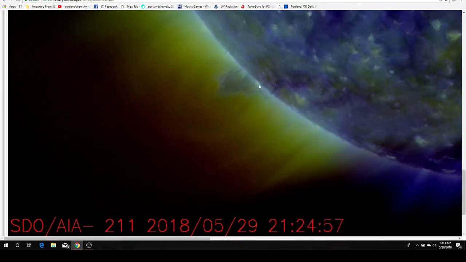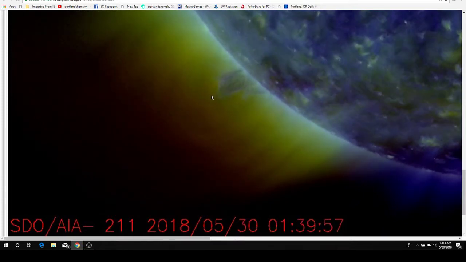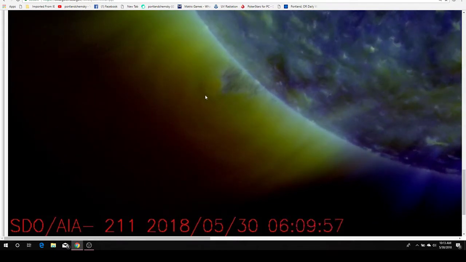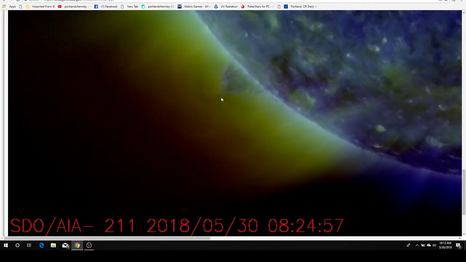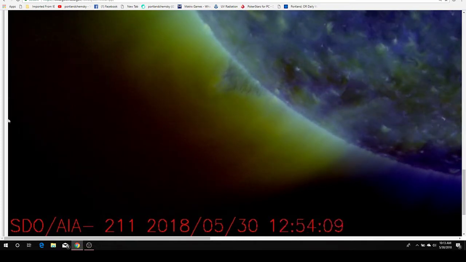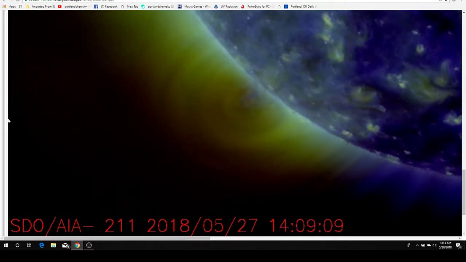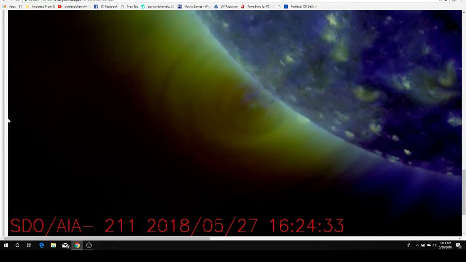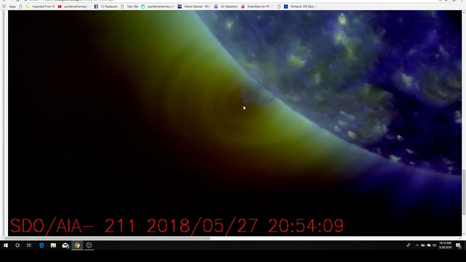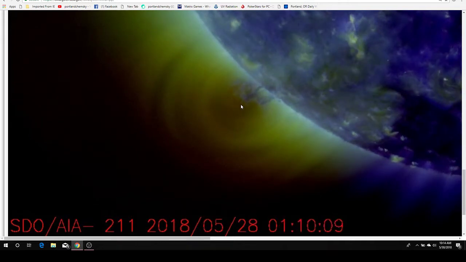So I observe this as energy coming from the sun to an object up here, and it's hard to tell how big it is, of course. But as this energy is removed from the sun, it gets weaker. So it seems to be closer at this point than it is at the end of this section of the video.